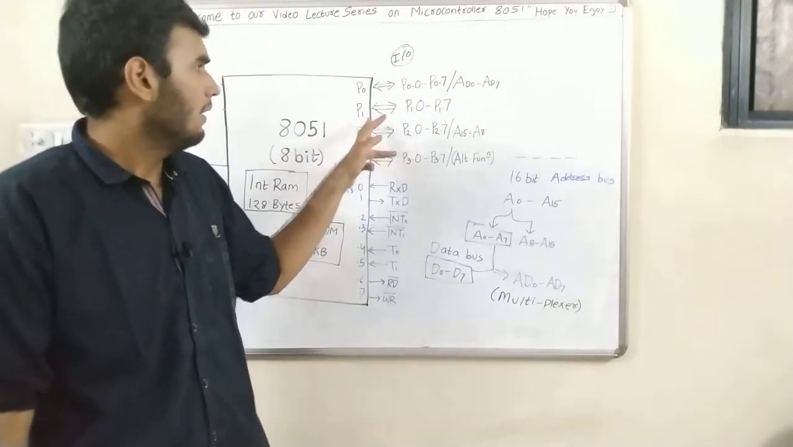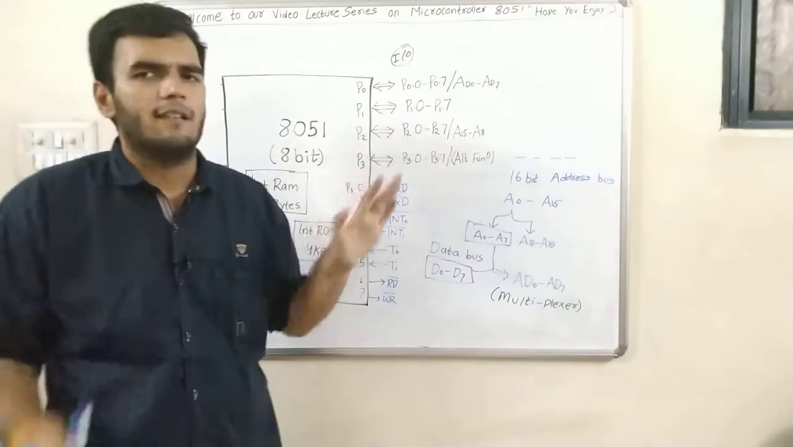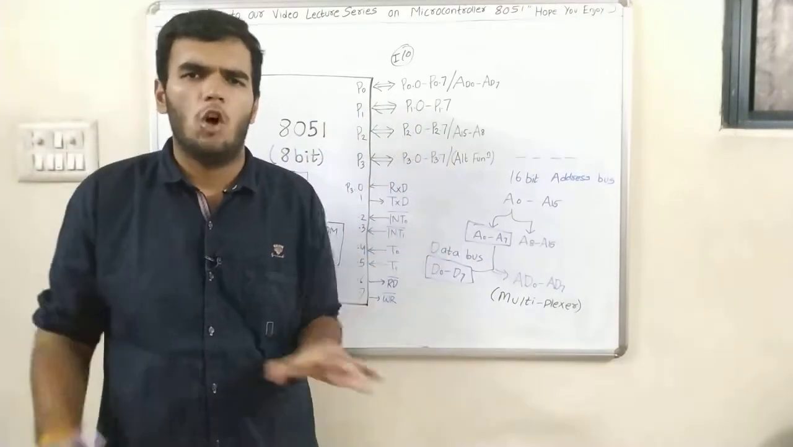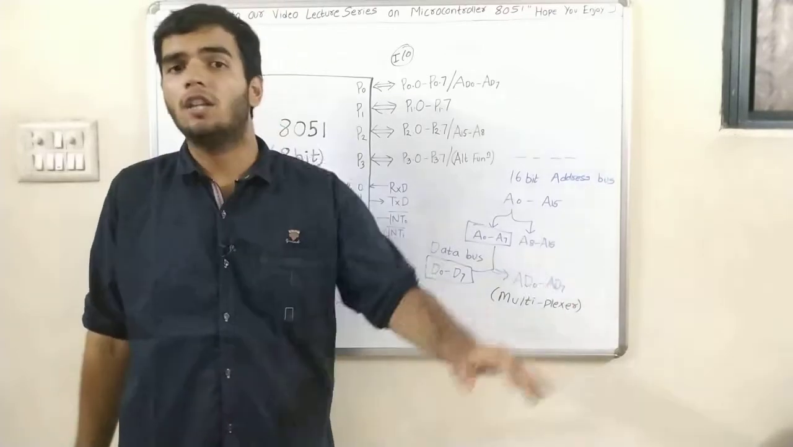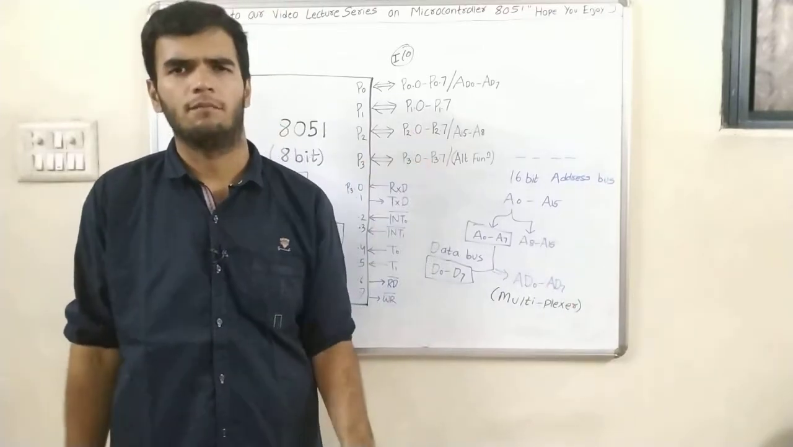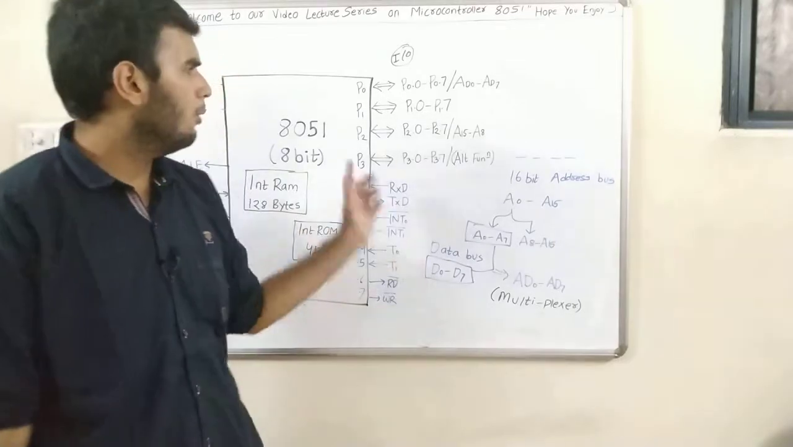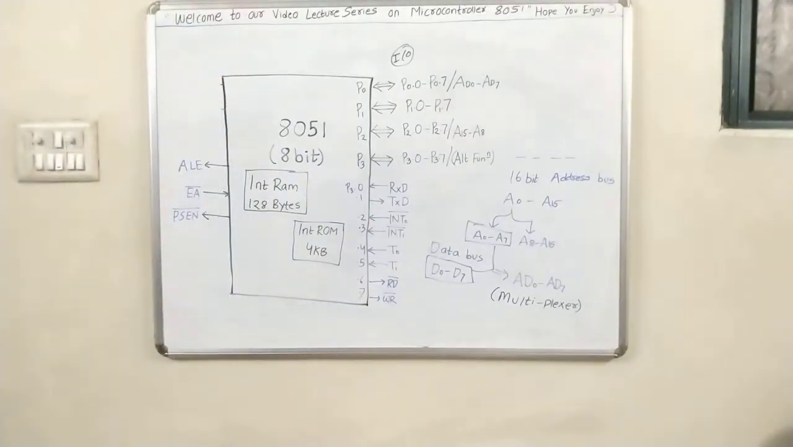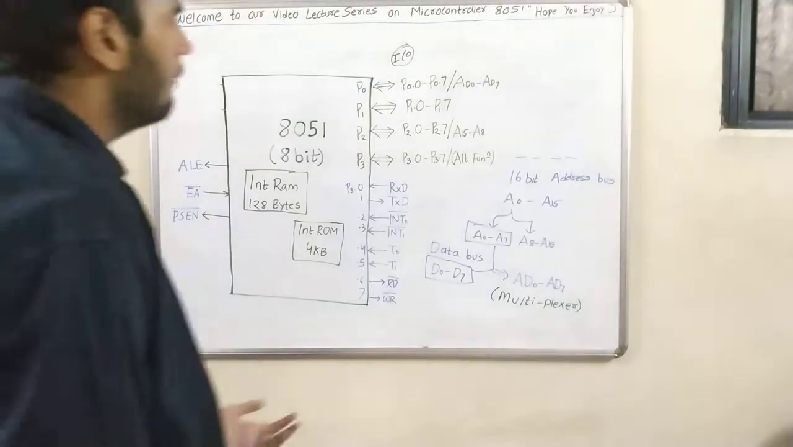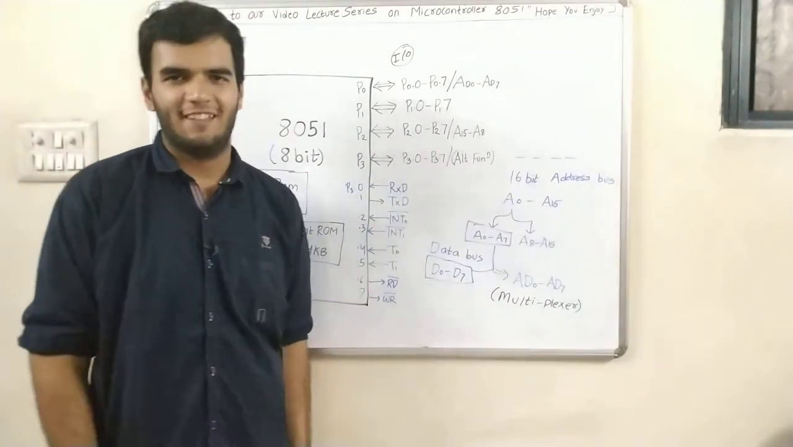So port 1 is only an IO port. It can only take data and receive data. It has no other alternative function. I hope this was simple. Port 1 has no other alternative function. So that's 8 more pins. In this way we have covered 16 pins, right?